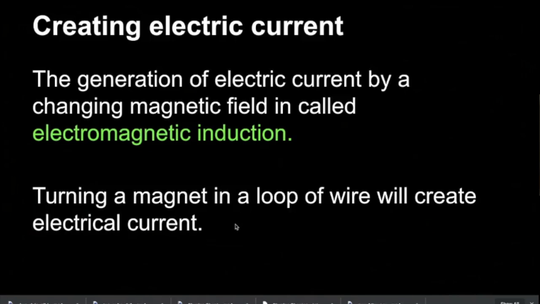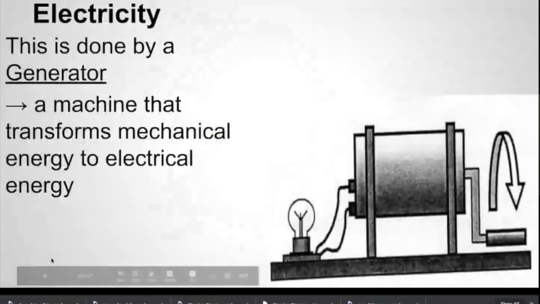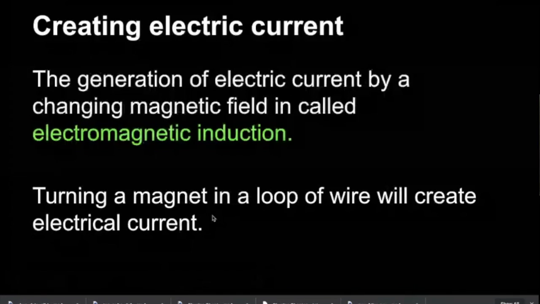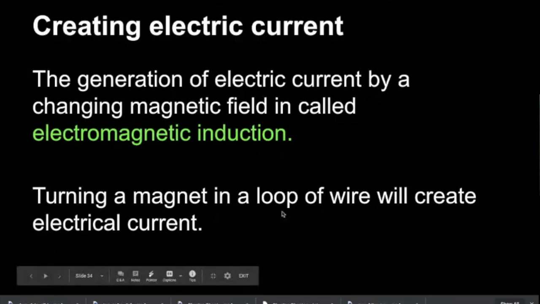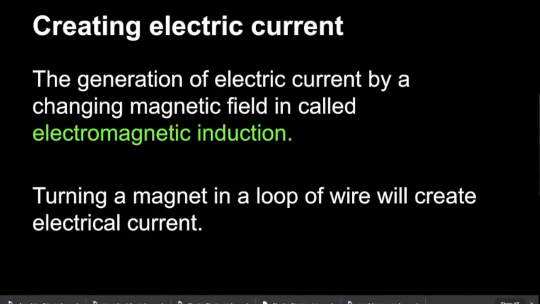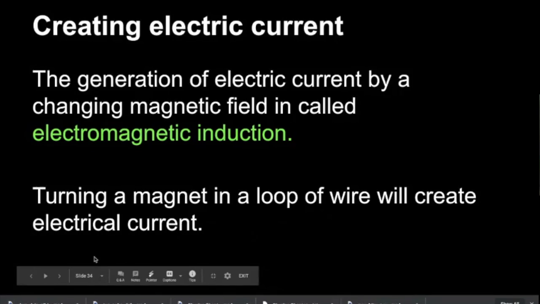Now, the thing is that you need to change the magnetic field in the loop of wire. So you can't just take a magnet and stick it inside a loop of wire and think, oh, electrons are going to move now. You need to move the magnet back and forth, or you need to turn the magnet. And you're going to see that in the lab simulation that I have you do.